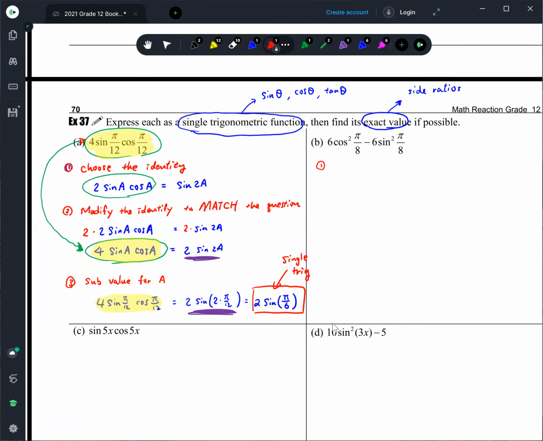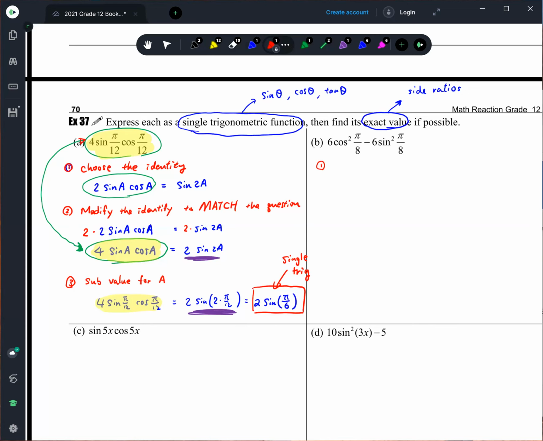Okay, so for B, we have 6 cosine squared pi over 8 minus 6 sine squared pi over 8. We want to pick the identity that matches, that's similar, looks close to it. Anyone has a suggestion? Which identity should we pick? Cosine double. Cosine double, we have 3 of them. Which one is it? Cosine squared minus sine squared.